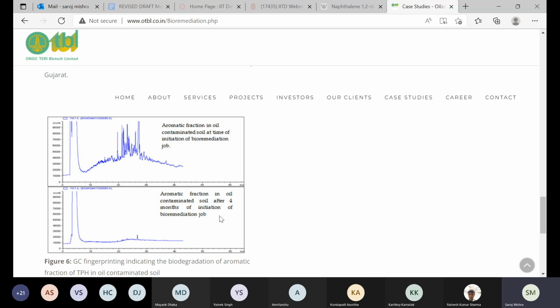And now after 4 months of initiating the bioremediation job, you see all of them are reduced to a very low level. So GC fingerprinting indicates the biodegradation of the aromatic fraction of total polyaromatic hydrocarbon in petroleum hydrocarbon in oil contaminated soil.